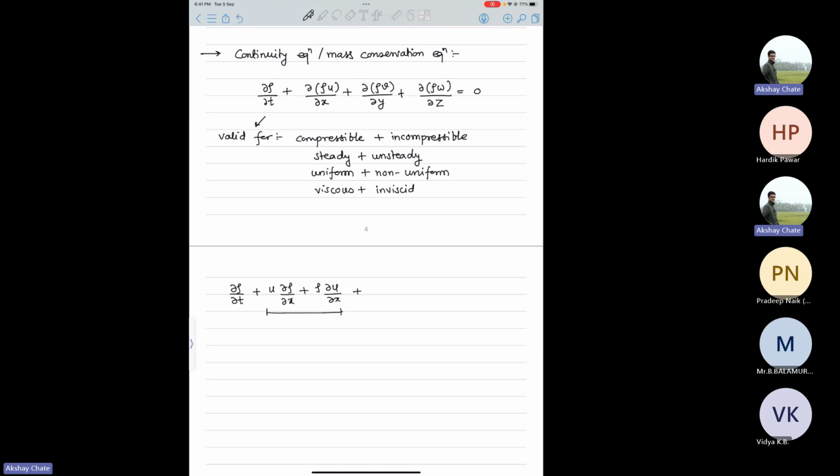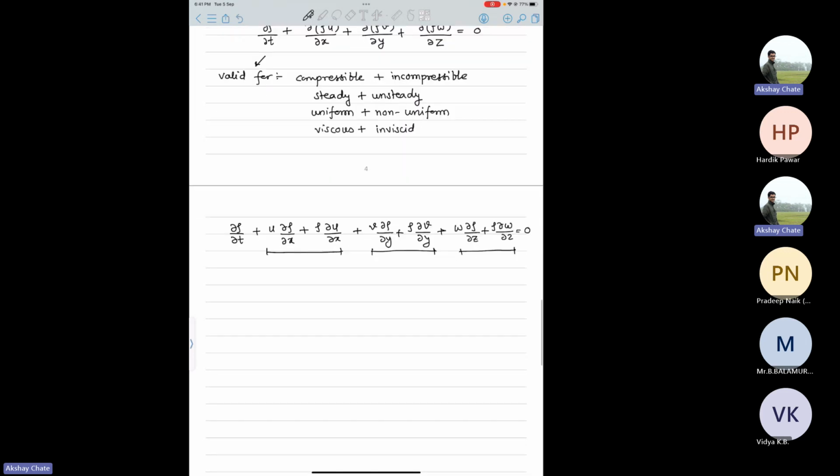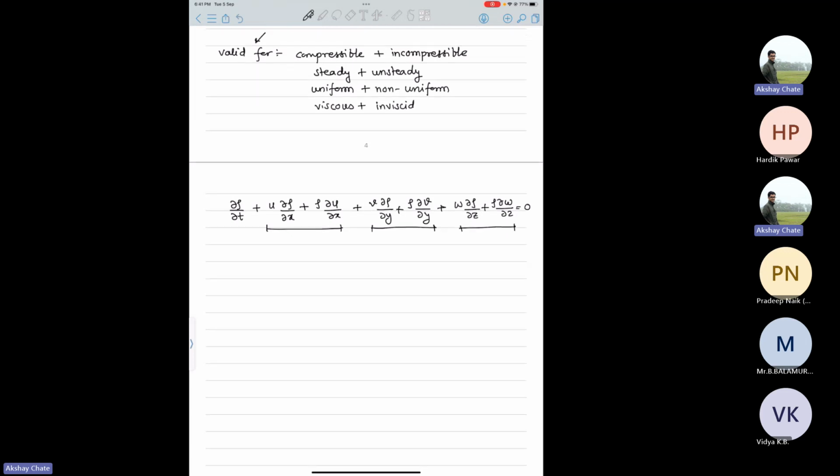Similarly, again, if you do, it will become v del rho by del y plus rho del v by del y. Again, this is your second term in the previous equation. Similarly, there will be the third term. So nothing fancy. I'm just using the chain rule of differentiation and writing the terms. Now you rearrange them, and how do you rearrange them?